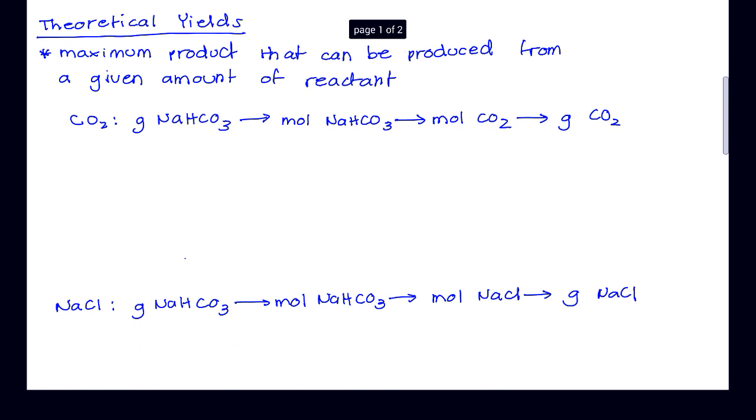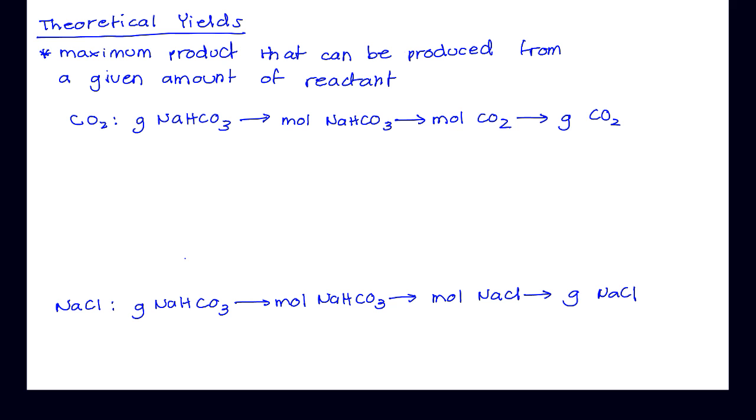All right, now let's look at some of the calculations. So the first thing you want to calculate is a theoretical yield. So based on the amount of reactant that you put in, or starting material, what's the maximum amount of product that you can get out of the reaction? It's always important to calculate a theoretical yield. Let's look at the two calculations for carbon dioxide and sodium chloride.